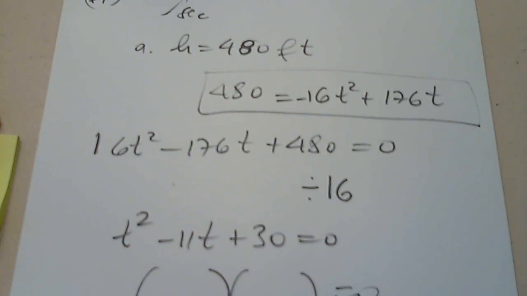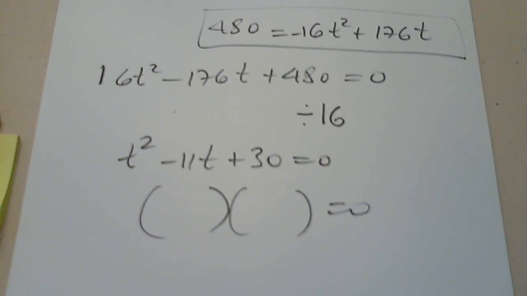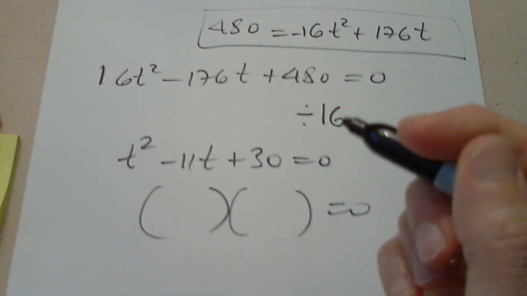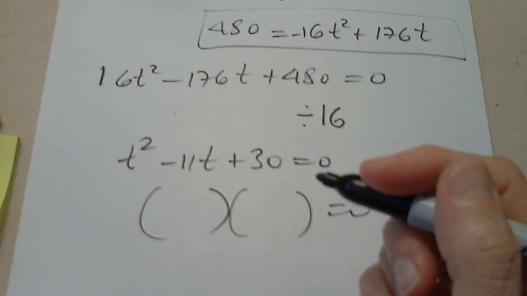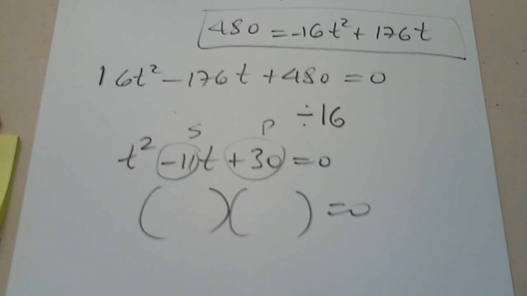So let's think about factoring this. The sum of the numbers we are looking for is what? And the product is what? Can anyone give us the sum and the product? 30 and negative 11. Say it again. 30 and negative 11. Yes. So this is the product, and this is the sum. Very good.